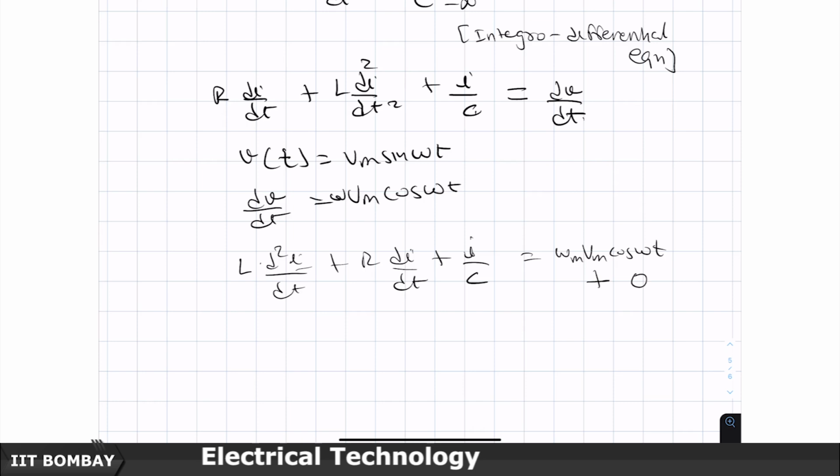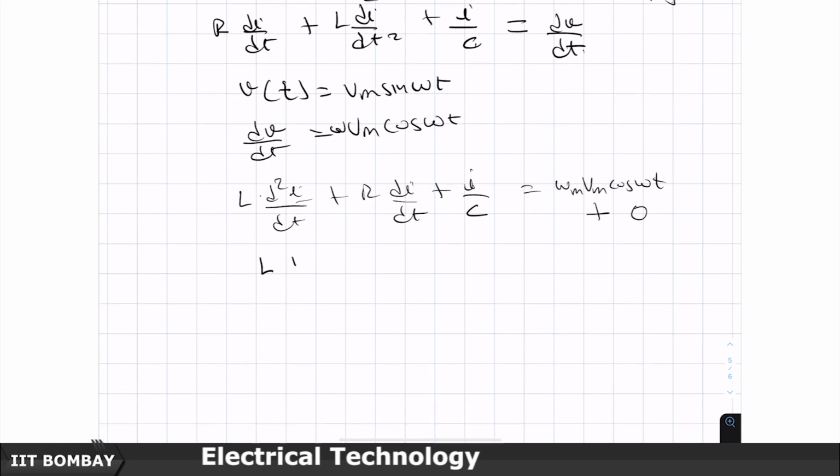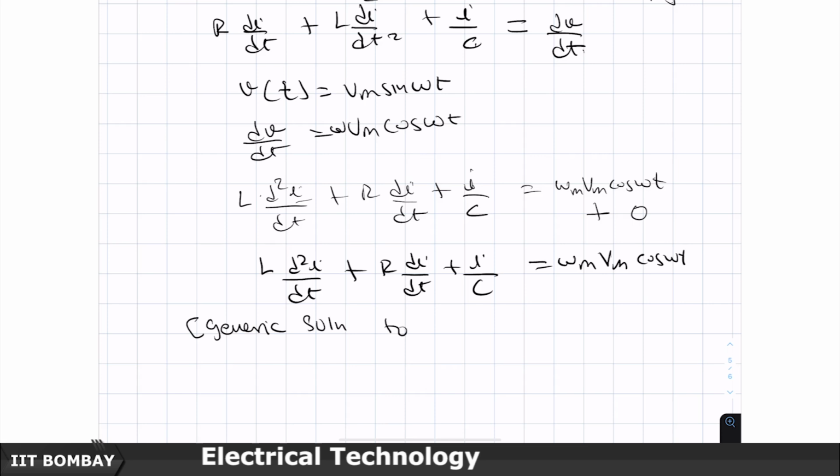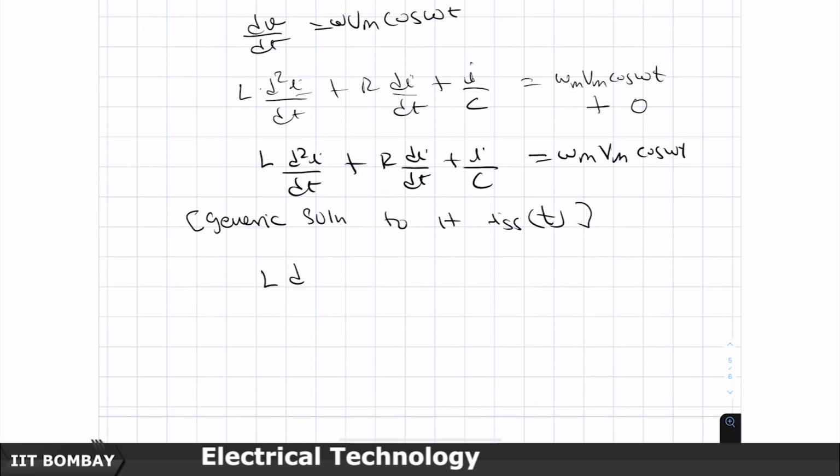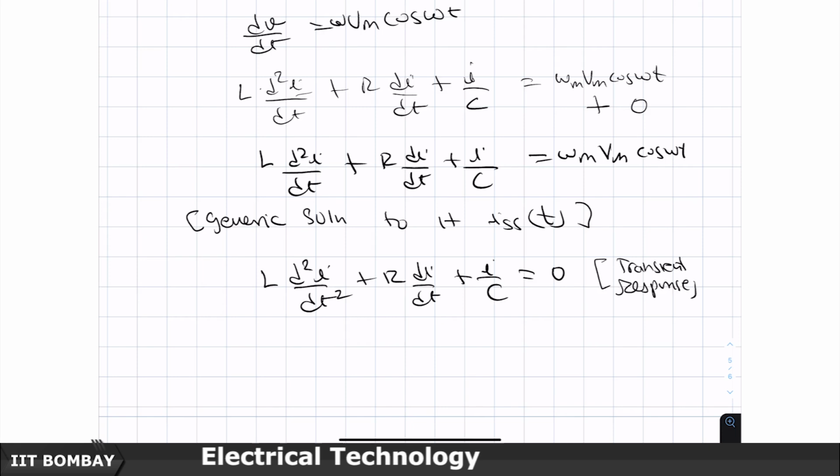Now, because this is a linear circuit, you could think of a generic solution to this as the steady state component of current, and a specific solution to this you could consider as the transient response.